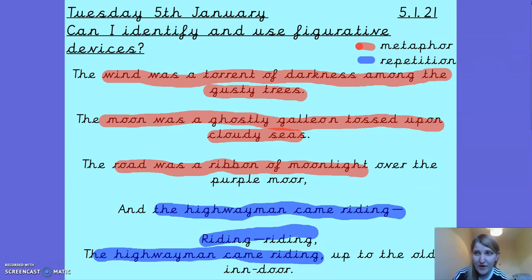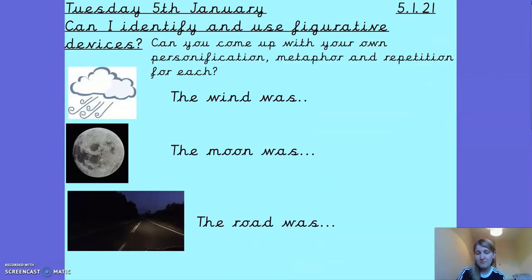What I want you to do, I've got one final little mini activity before we move on to our final task, is I want us to bring together our personification, metaphor and repetition understanding, and have a little play with them for the wind, the moon and the road. Those were the three.